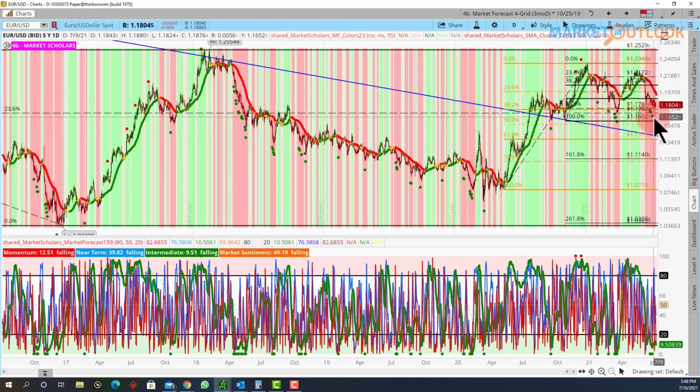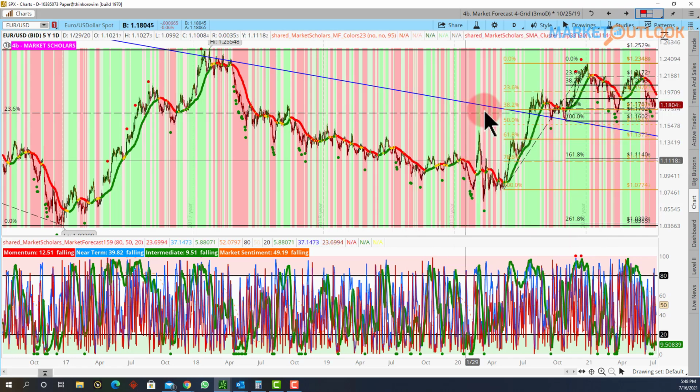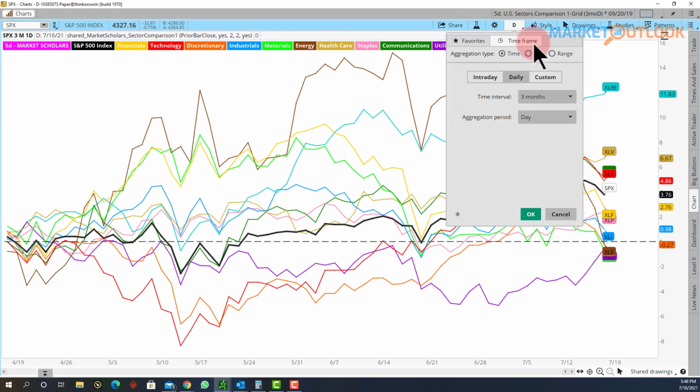Otherwise, I think we just kind of stay in this area for a while, where we roll over and then just hammer around there until we turn back around and risk appetite increases again. You saw in that sector rotation a move to risk off. Well, here's what it looks like this past week.